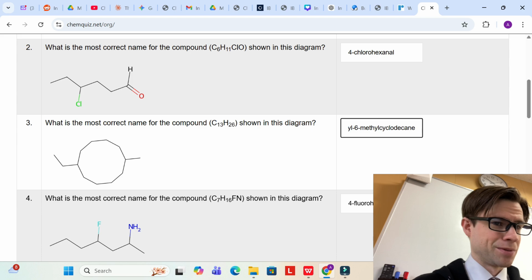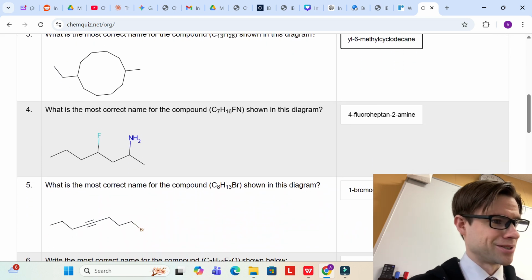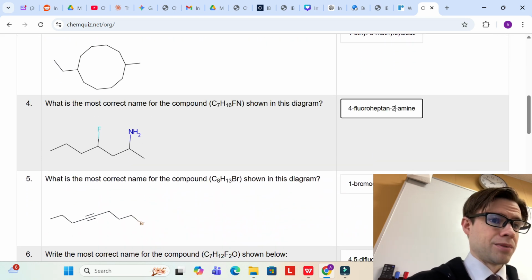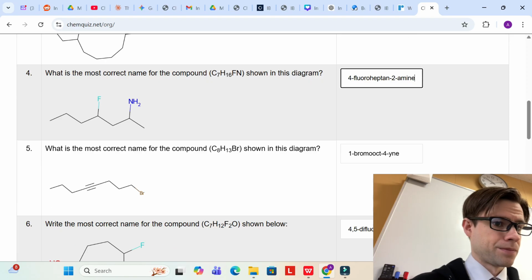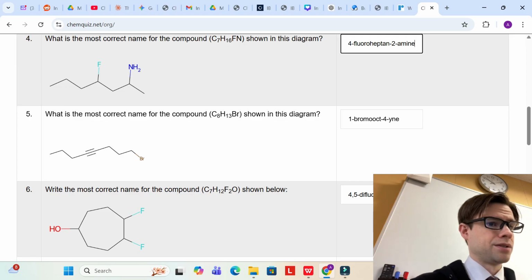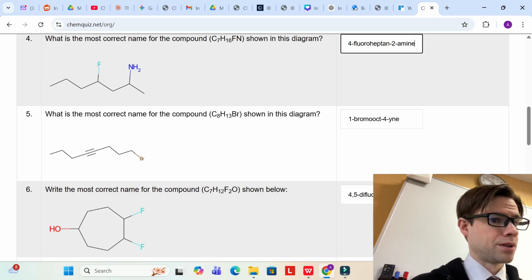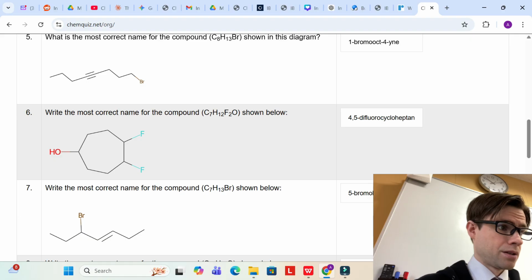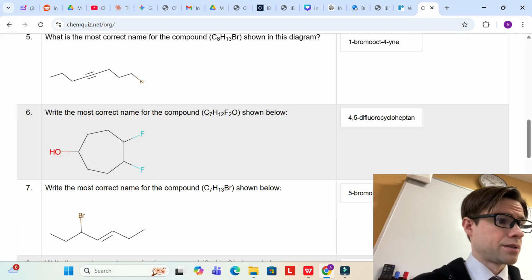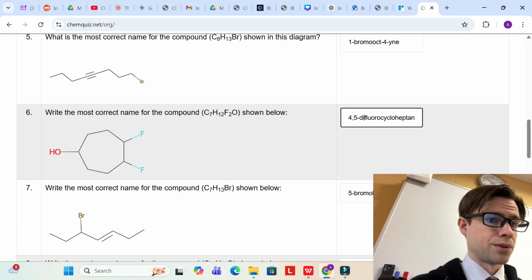Yes, I think so. Maybe this is the one I'm the least sure about just because of counting. Number 4, is this 4-fluoroheptan-2-amine? Yes. Number 5, is this 1-bromooct-4-yne? Yes. Number 6, is this 4,5-difluorocycloheptan-1-ol?